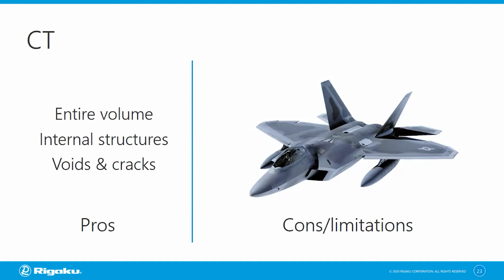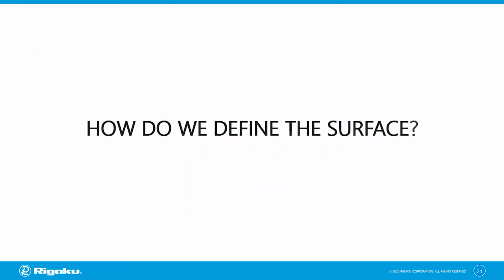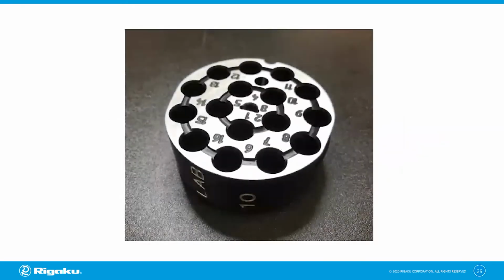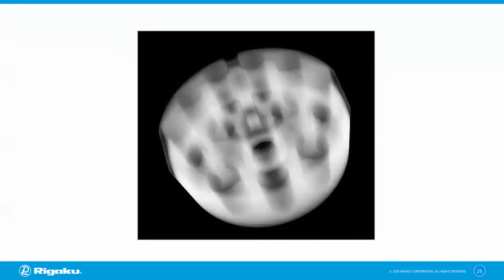Now, I said that the good thing about the X-ray CT technique is that you can scan the entire volume. But if we're scanning the entire volume, how do we define the surface? That's what we measure. The surface is the measurement point. So let's think about this question next. So this is aluminum, machined aluminum. It's about 2 inches in diameter, and it has a bunch of cylinder-shaped holes inside. If you do a CT scan, you're going to get some sort of gray level image.